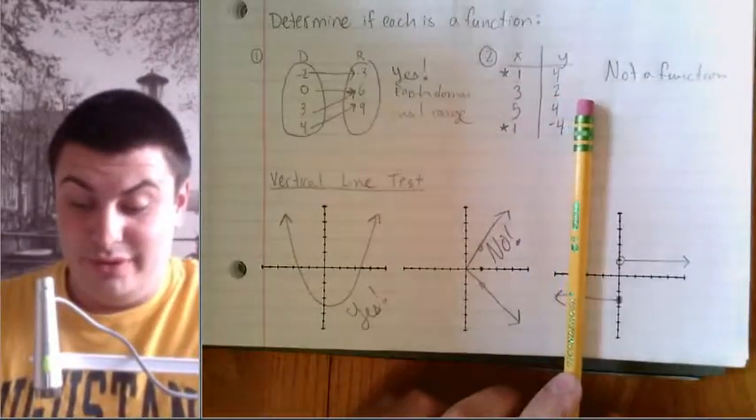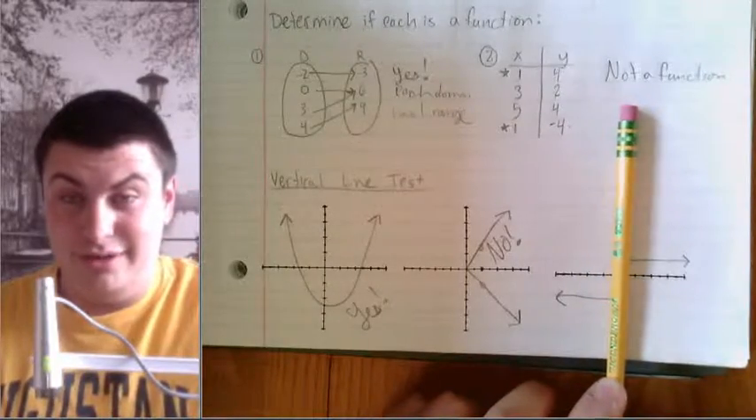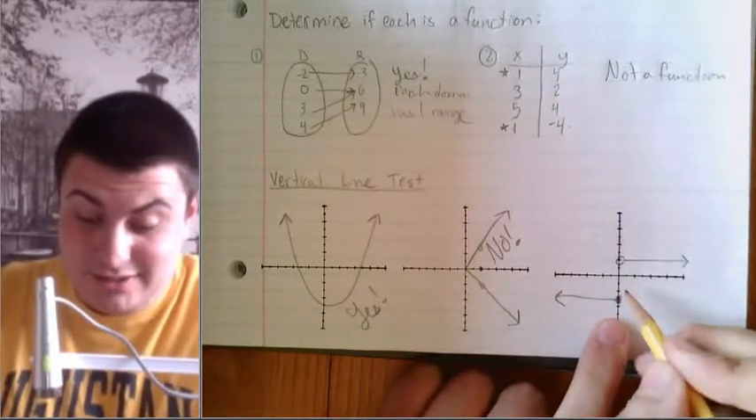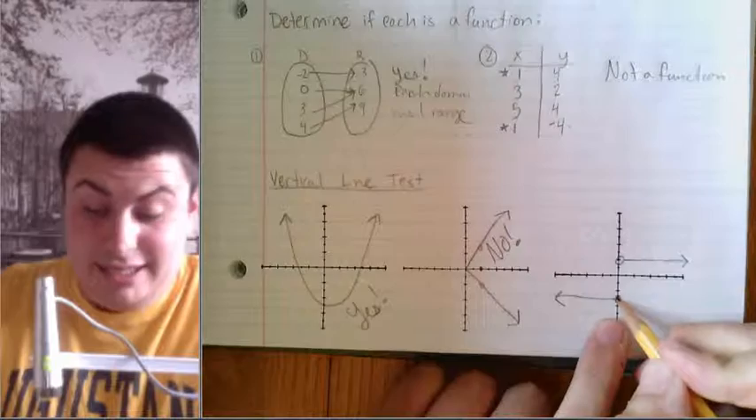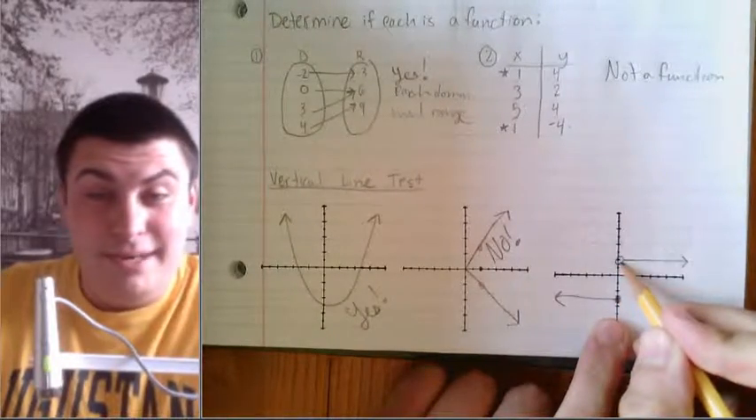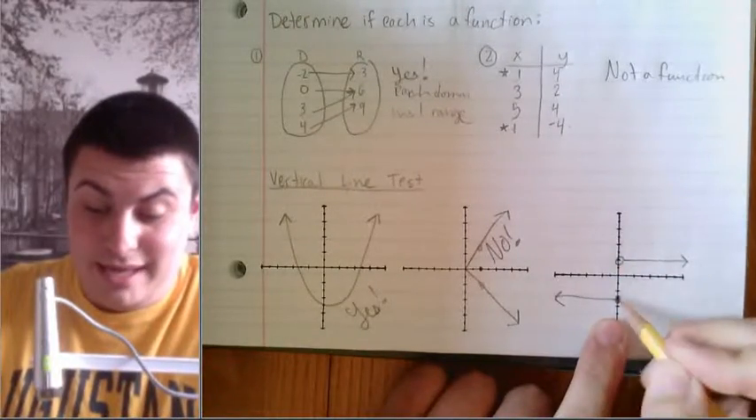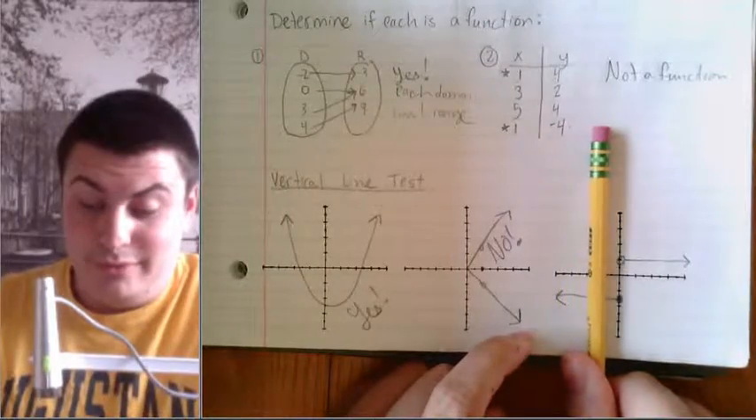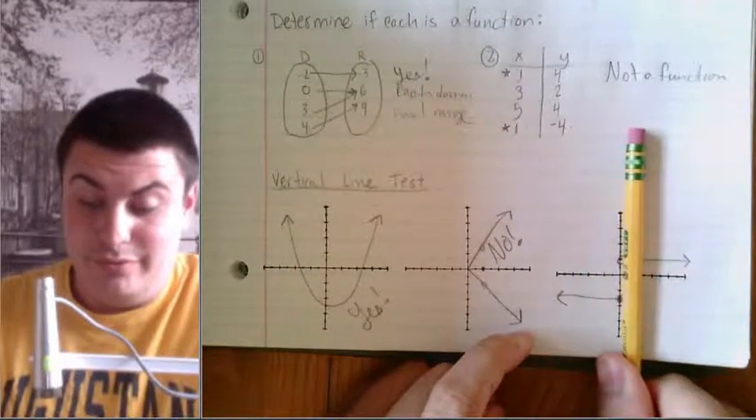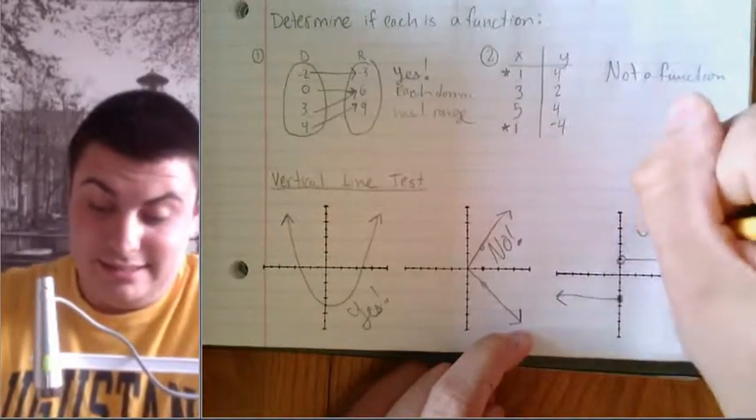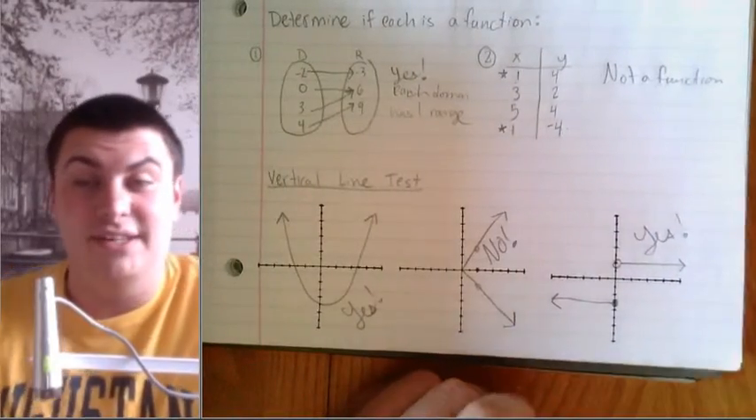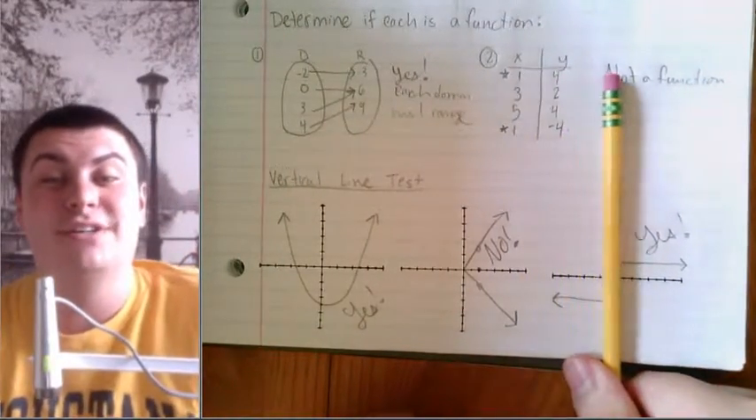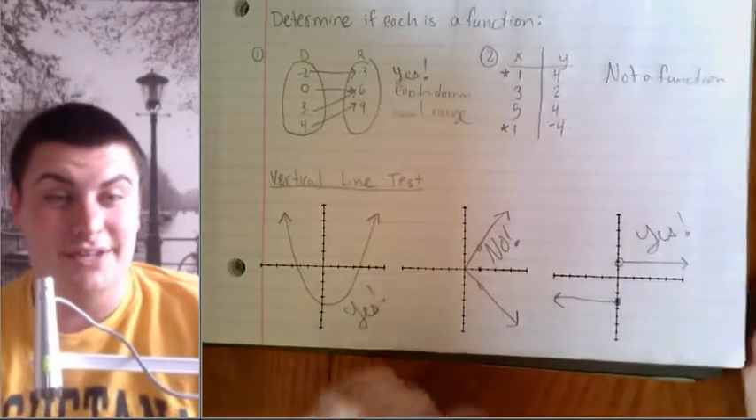Let's look at this third one. We have 1, we have 1, we have 1, we have 1, we have 1. We have a little special event here. Notice it includes this bottom dot, but not this up top dot. This is okay. Yes, this is a function. It does pass the vertical line test to be a function.